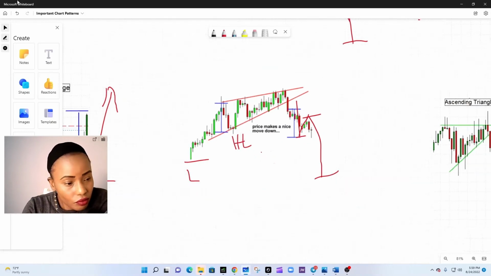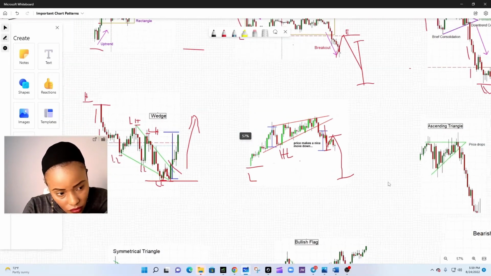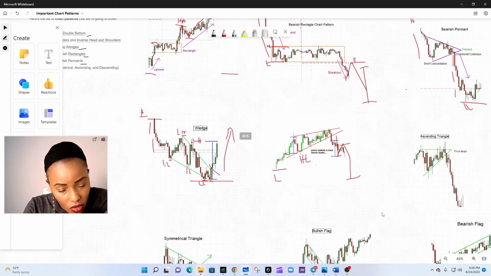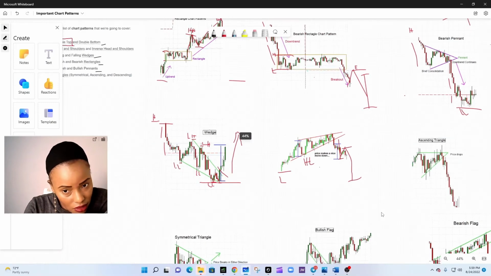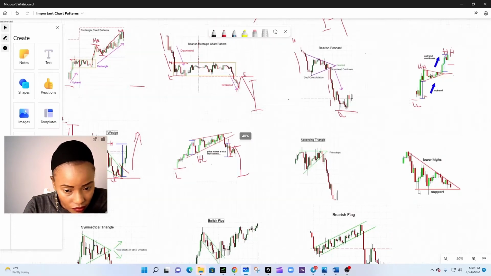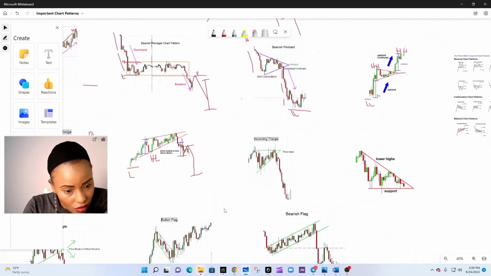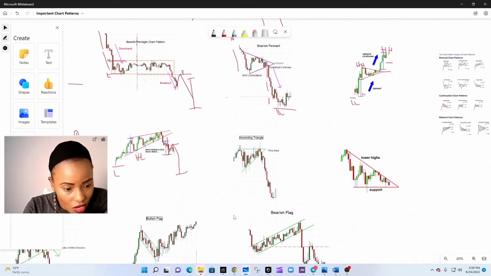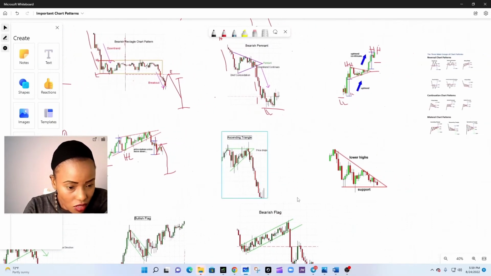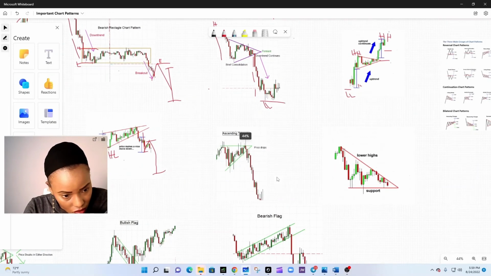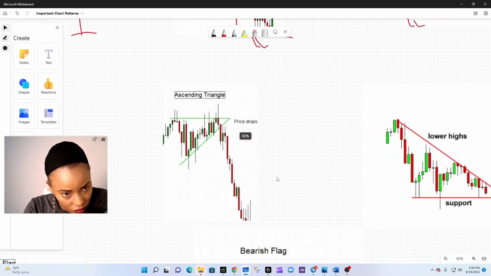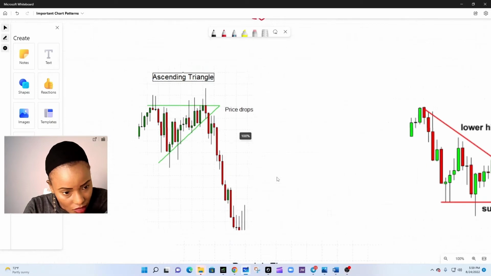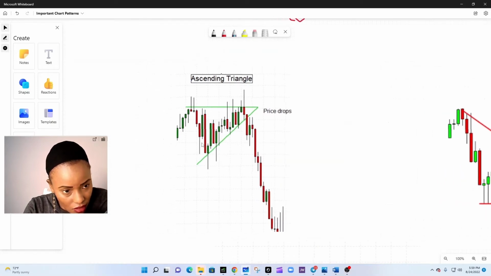Additionally, we have triangles. Triangles are also very common chart patterns in the market. There are different types of triangles. We have ascending triangles, descending triangles, and symmetrical triangles. So let's start with the ascending triangle. This is an example of an ascending triangle.